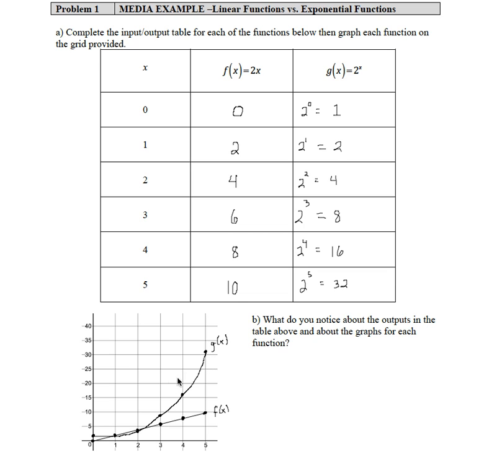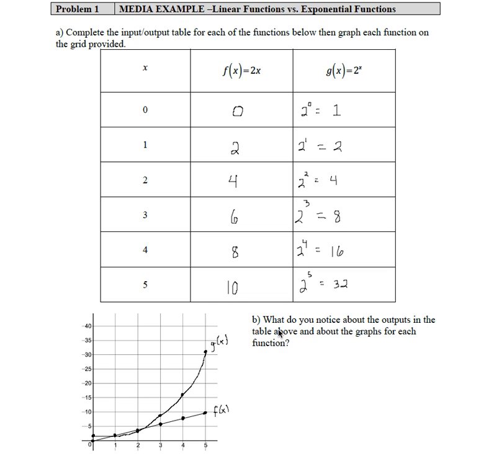So notice how it starts off a little bit higher than f of x and how it grows slowly at the beginning and then all of a sudden it just shoots up like crazy. This is called a J-curve. And you'll see this shape as a very distinctive shape associated with exponential functions.